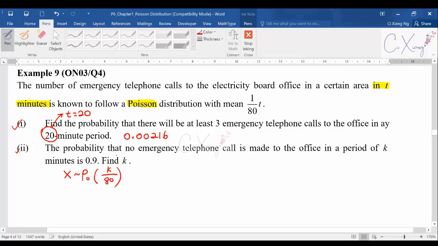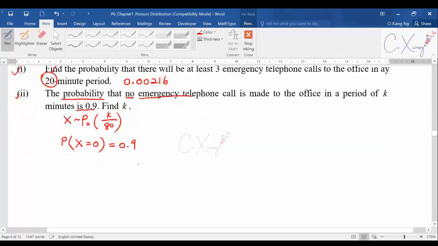And from the meaning of the sentence, they say the probability, so the number of emergency telephone calls is X. No means equals 0. It is 0.9. So that means the probability that X equals 0 is 0.9. This is how we translate a sentence into a correct symbol, and after that you continue from here to get the answer that you want. So this is the information given: X equals 0, the probability equals 0.9.